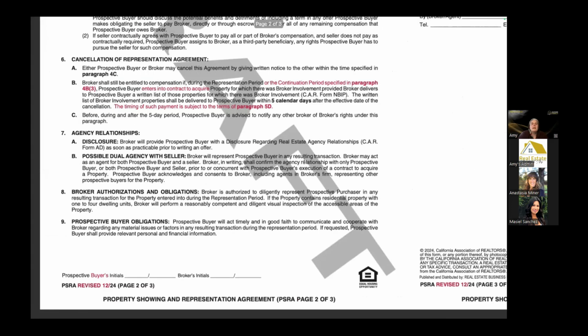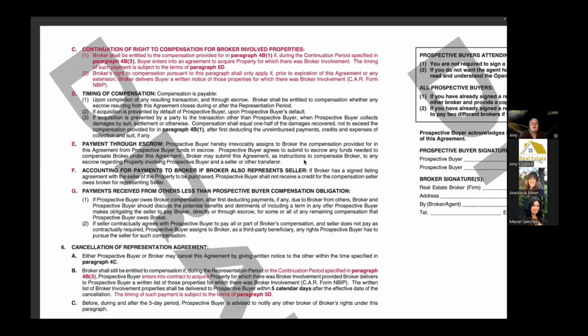All right, let's see here. Continuation of right for compensation for broker involved properties. Broker shall be entitled to the compensation. This is what we were just talking about in paragraph 4B1 if during the continuation period specified in 4B3, buyer enters into an agreement to acquire property for which there was broker involvement. The timing of such payment is subject to the terms of paragraph 5D.